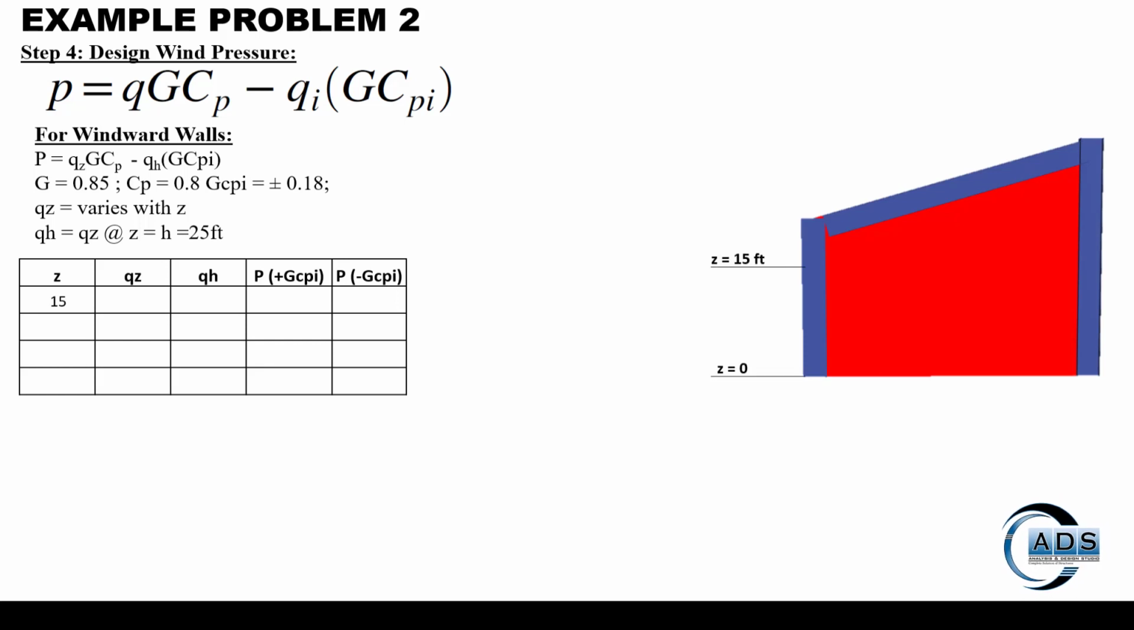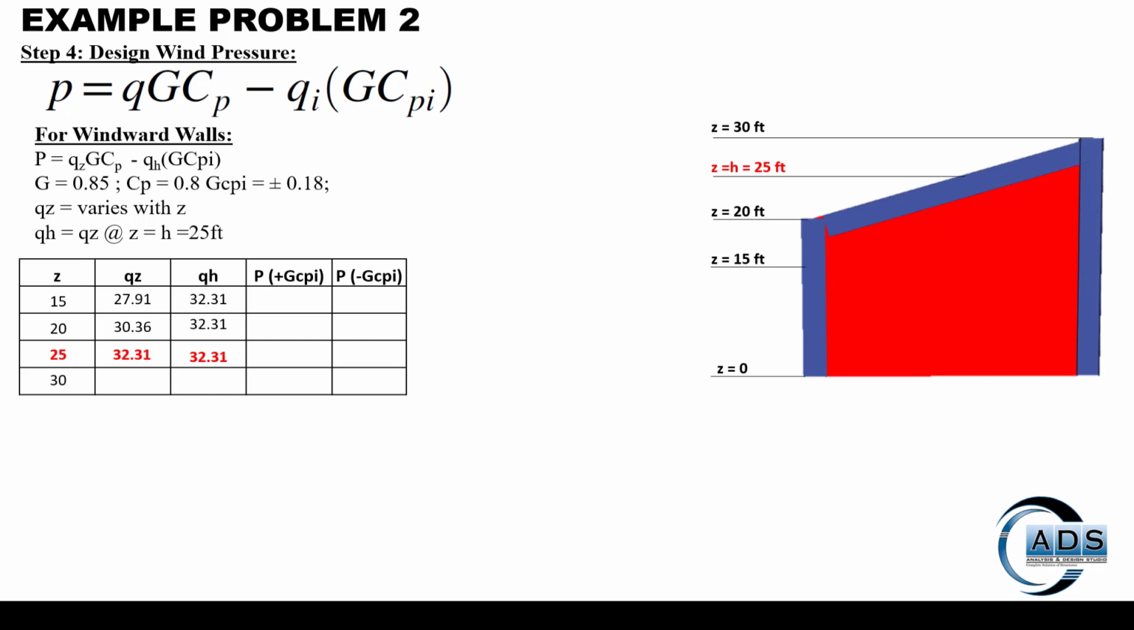So at Z equals 15 feet, QZ is this. At Z equals 20 feet, QZ is this. At Z equals 25 feet, which is mean roof height, QZ is this, which is equal to QH. And Z equals 30 feet, QZ is this. So P positive GCPI means pressure considering the positive GCPI, and pressure considering the negative GCPI. So these values are shown here.